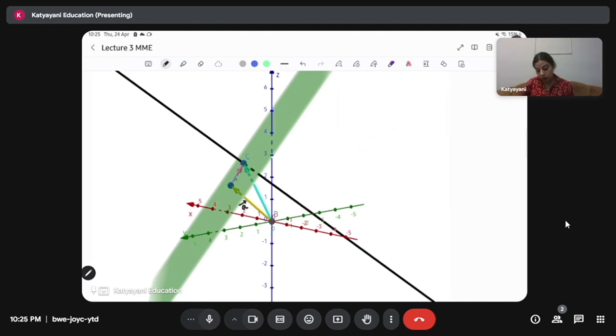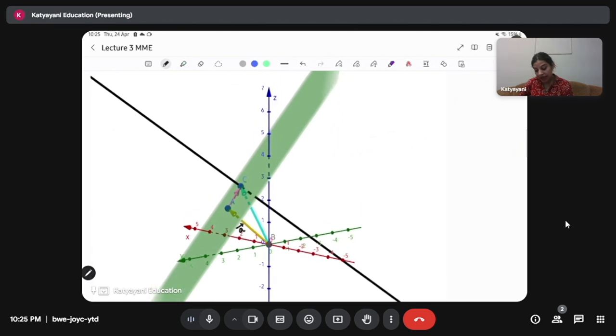Now this black line which is passing through it is called the vector P, or it is also called the normal to the plane. Normal means a line that is orthogonal to my plane, and it is called the normal to the plane. So this P here is perpendicular to this entire plane.